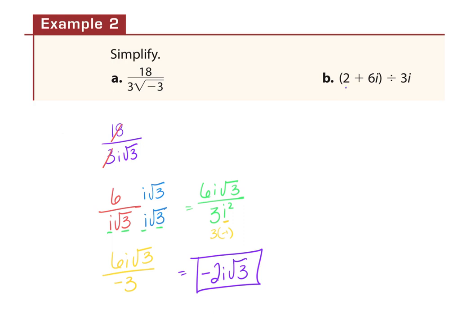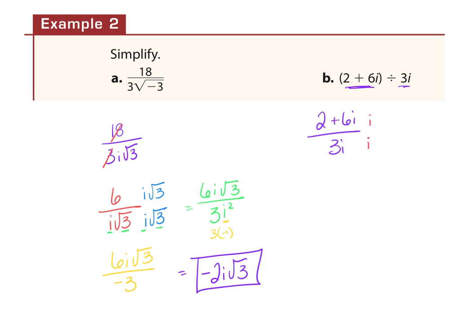So I am going to actually rewrite this one to look like a fraction, all right? I'm going to say 2 plus 6i over 3i. All right? Now here's the thing. I don't have to get the 3 out of the denominator because it's not a radical. I don't have to do that at all. But I do need to get the i out of the denominator. So I am going to multiply the top and the bottom by i.